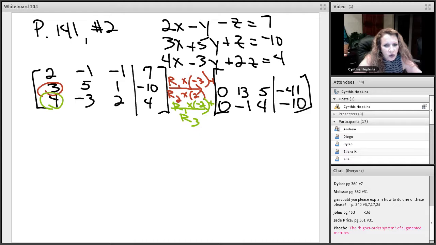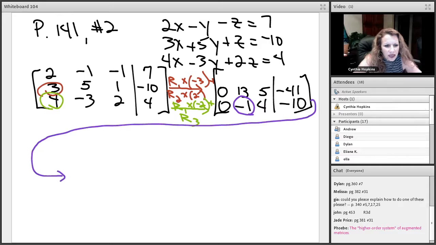Okay, my next goal is to get, let's do the pretty purple, I want to get a 0 right here instead of that 1. Okay, so I'm going to go arrow from here, and I'm going to go all the way to here. Okay, so I want to take row 2, multiply it by, actually, I'm not going to multiply row 2 by anything. I'm going to add row 2 to my row 3, which I'm going to multiply by 13.